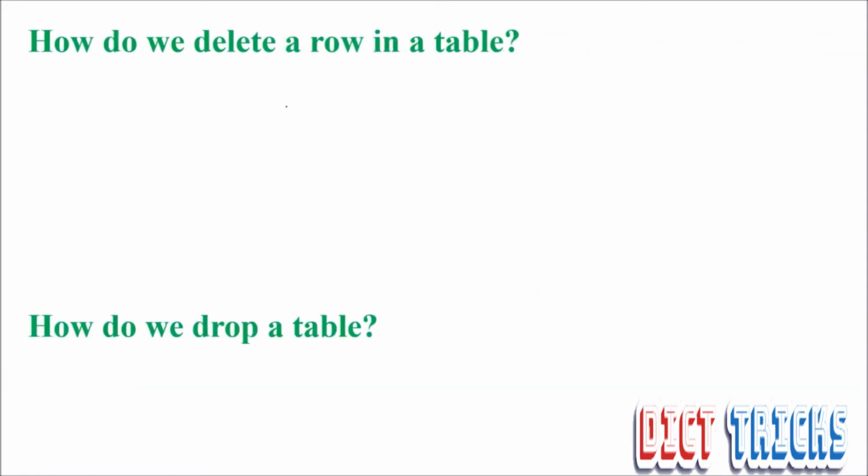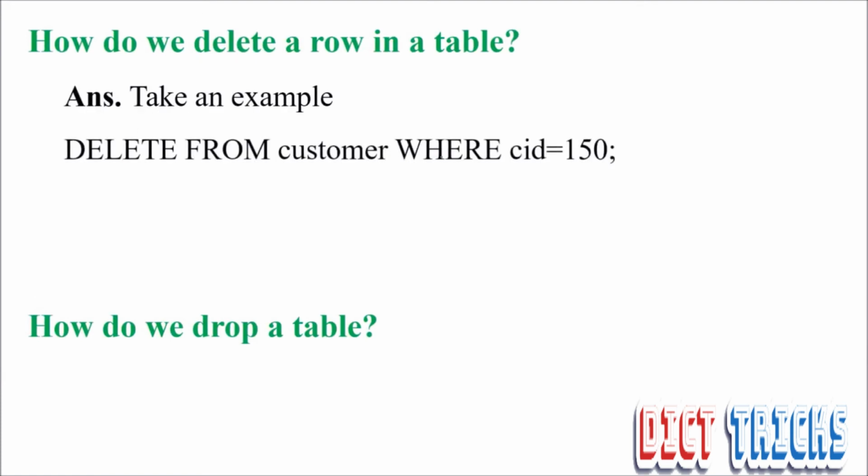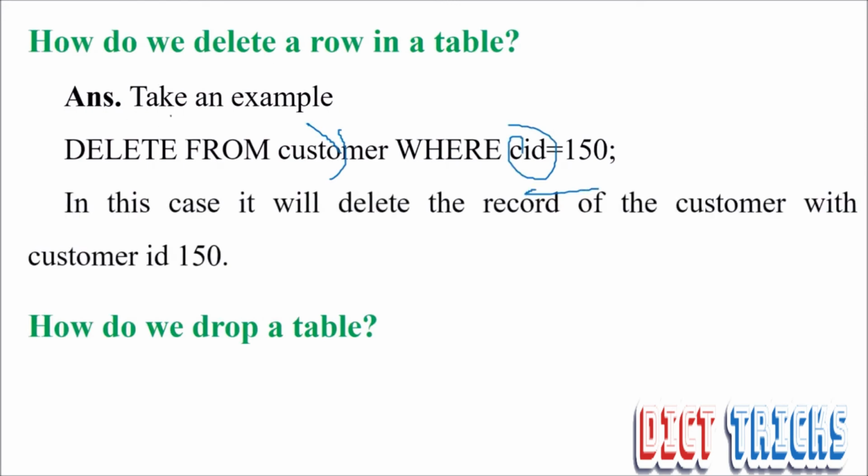How do we delete a row in a table? Let's take an example. We say delete from customer, where customer is your table name, where CID, or any criteria you can use, CID is equal to 150. This is how you delete. In this case, it will delete the record, the tuple or the row of the customer with customer ID 150.